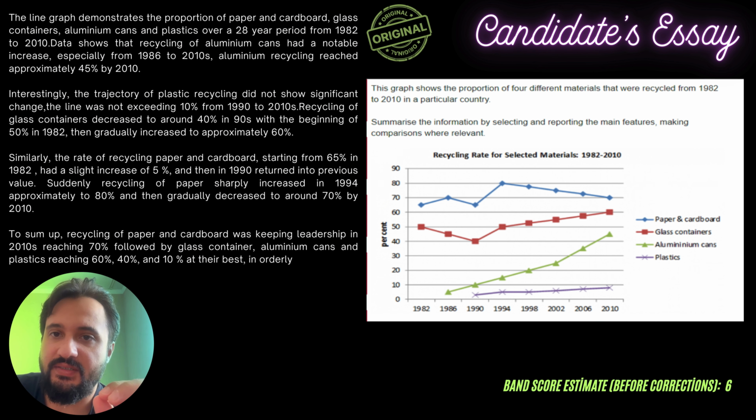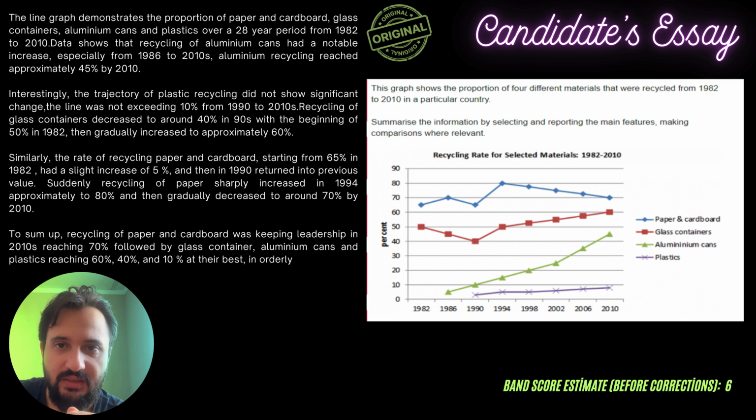The line graph demonstrates the proportion of paper and cardboard, glass containers, aluminum cans, and plastics over a 28-year period from 1982 to 2010. Data shows that recycling of aluminum cans had a notable increase, especially from 1986 to 2010. Aluminum recycling reached approximately 45% by 2010. Interestingly, the trajectory of plastic recycling did not show significant change. The line was not exceeding 10% from 1990 to 2010.